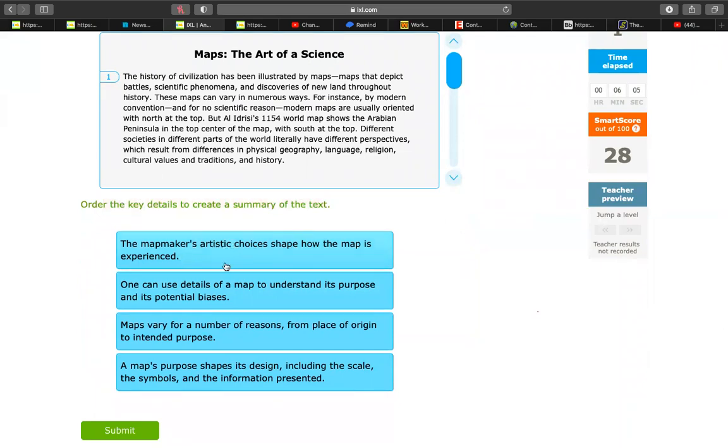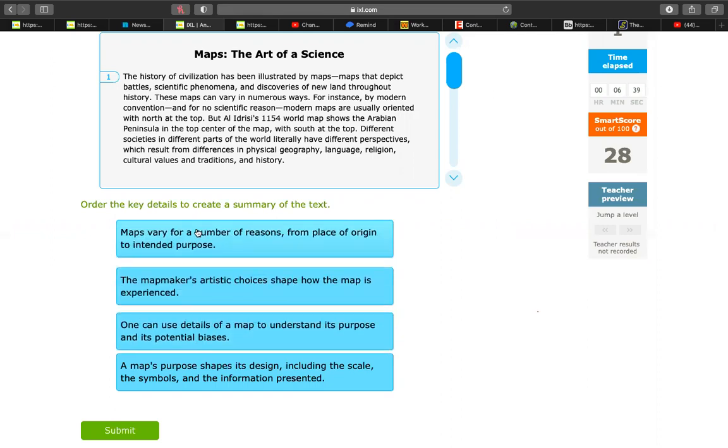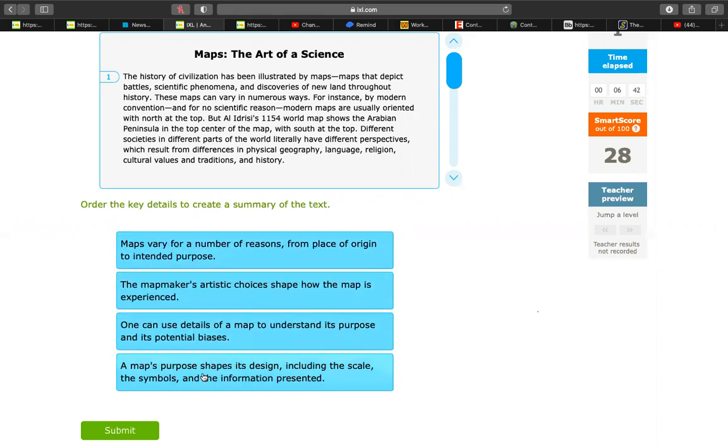The mapmaker's artistic choices shape how the map is experienced. One can use details of a map to understand the purpose or its potential bias. Maps vary for a number of reasons, from place of origin to intended purpose. A map's purpose shapes its design, including the scale, symbols, and information presented.